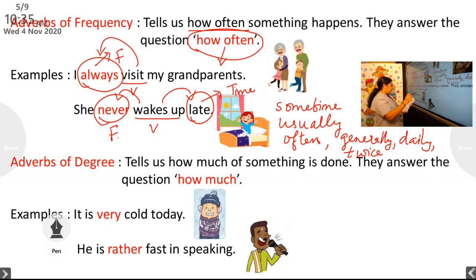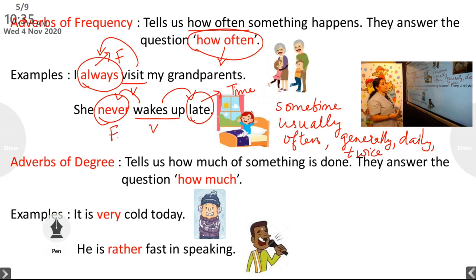Some other adverbs of frequency are also given in the textbook: always, usually, often, sometimes, occasionally, seldom, rarely, never. So many others, generally, twice. All these are adverbs of frequency.